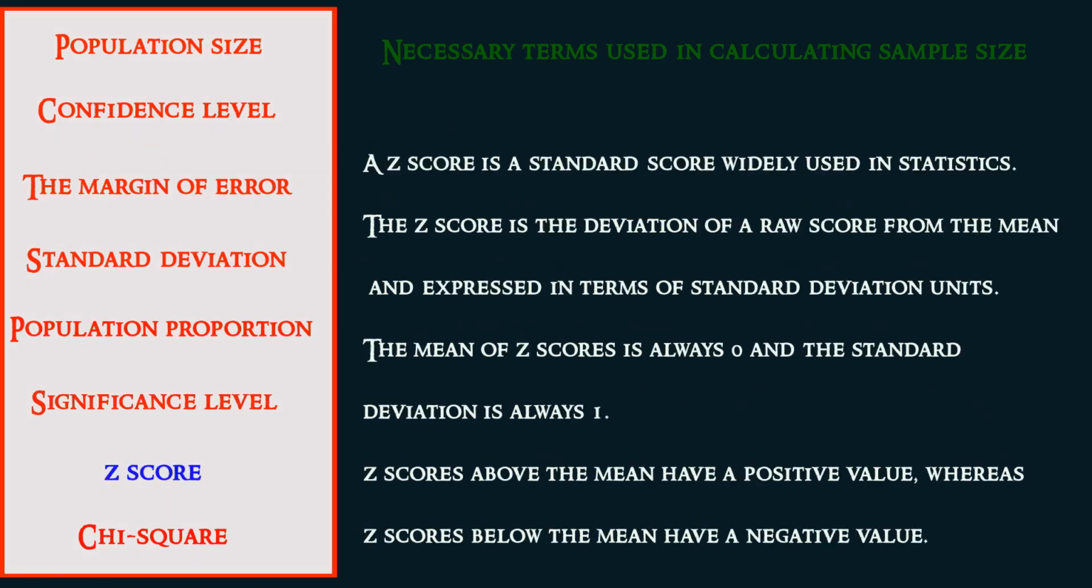Z-score, a standard value used in statistics, is the deviation of a raw score from the mean, expressed in terms of standard deviation. The mean of Z-scores is always 0, and the standard deviation is always 1. Z-scores above the mean have a positive value, whereas scores below the mean have a negative value.